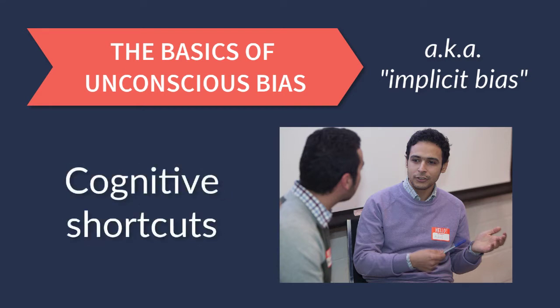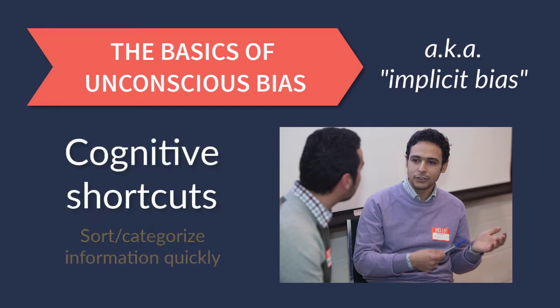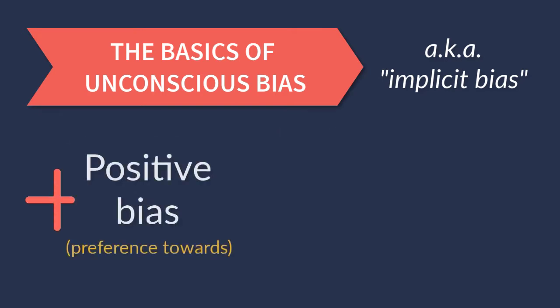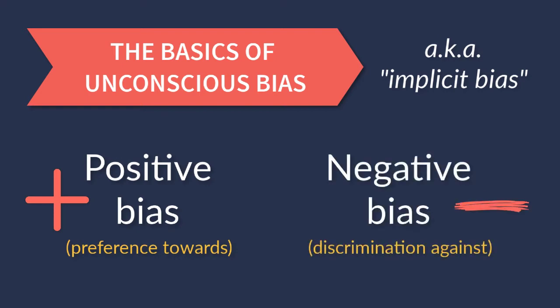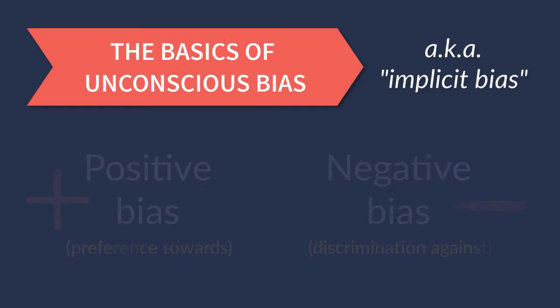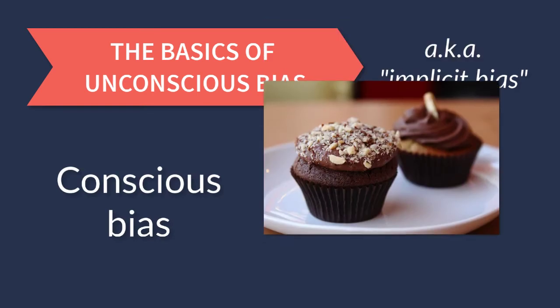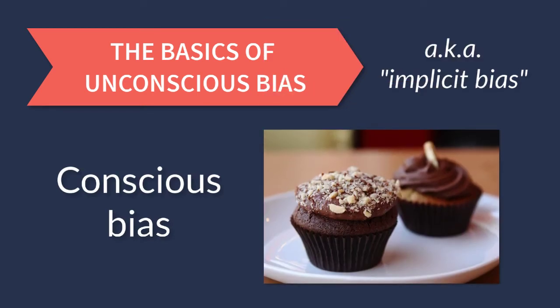Biases are cognitive shortcuts that our fast brain uses to sort and make sense of a lot of information very quickly. As we'll discuss later, we rely on those shortcuts to go about our day. We have both positive biases and negative biases. Some of our biases or preferences we are fully aware of, such as my bias for any dessert containing chocolate.